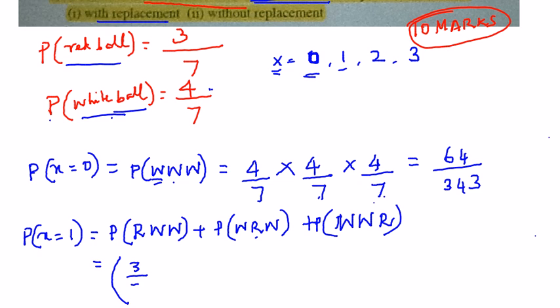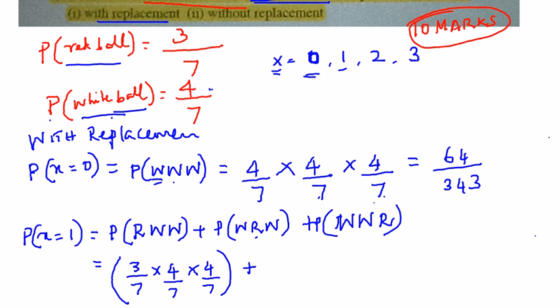So it is going to be 3 by 7 into 4 by 7 into 4 by 7 plus, so all this we are doing with replacement. Please remember that once we take the ball, we see the color, we are putting the ball back into the urn, so the next time we take it, we are always left with a pool of 7 balls. We are always picking only one from 7, right?